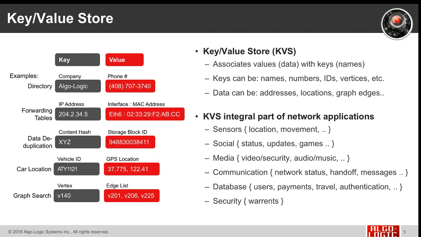Again, it's just an association of data with names. These names can be anything. They can be telephone numbers, graph edges, vertices, addresses, geolocations. The data can be coming from things like sensors, like a GPS coordinate, for example, or things that move, like an accelerometer. It could be social status, like in Facebook. Key value stores keep track of your status. You know, are you married, single, something in between.